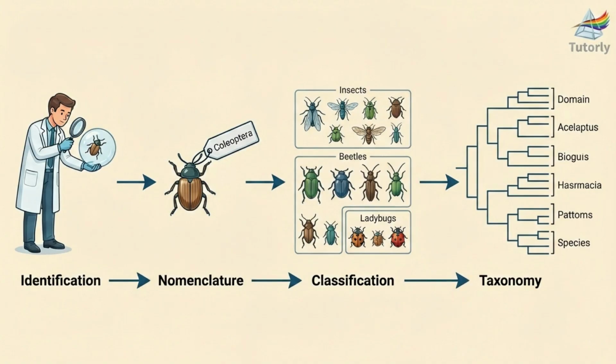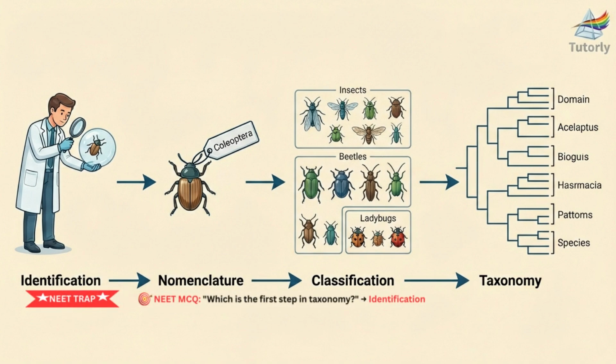Step 1. Identification. Before you can do anything, you must study the organism. Understand what it is. Describe it. This is always first. You cannot name something you have not understood.